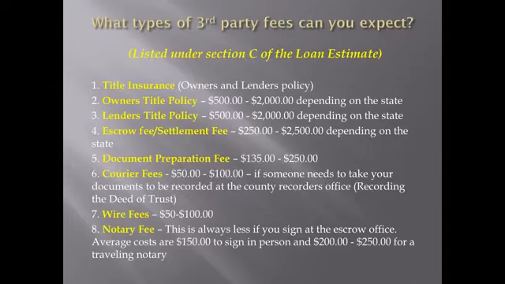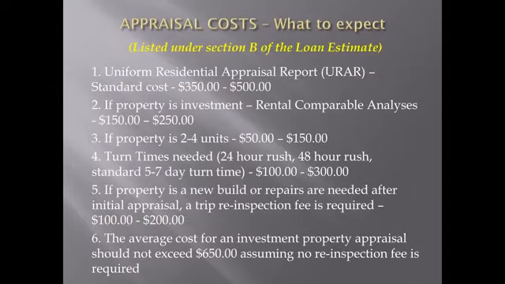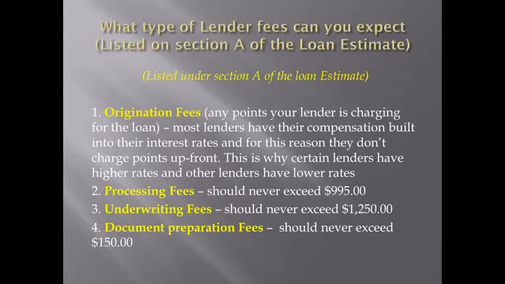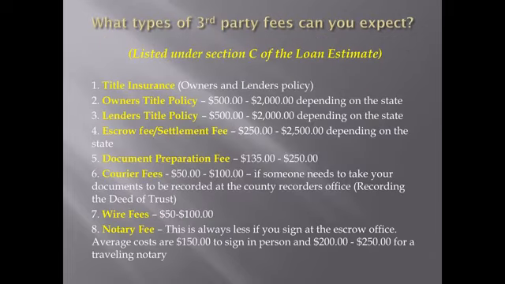This is going to be listed under Section C of the loan estimate. Remember, appraisal costs were listed under Section B, lender costs, Section A. So Section C, third-party costs, title insurance. You're always going to have owner's title insurance, and you're always going to have lender's title insurance. The owner's title policy is going to range between $500 to $2,000 depending on the state. Lender's title policy, same thing.